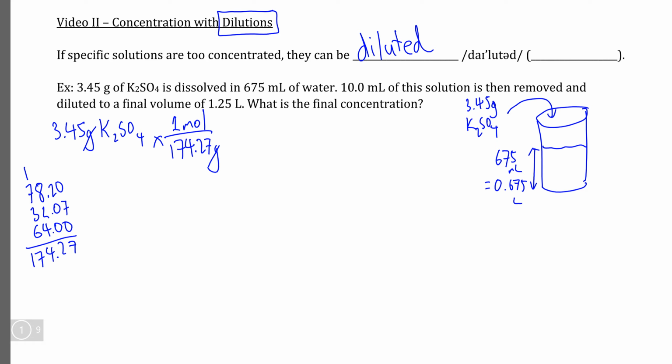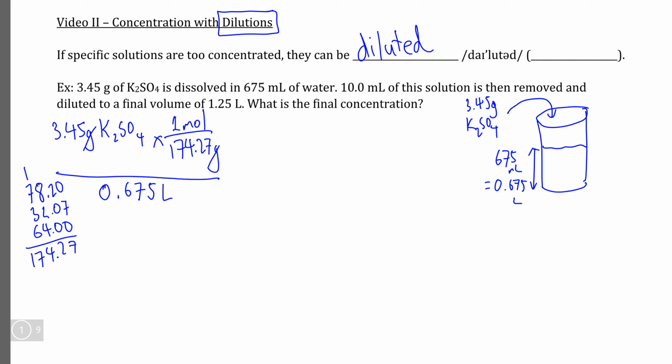Next, we need to figure out what the original concentration of this measurement is, so we take our moles of solute and we divide by the volume of our solvent, 0.675 liters, and whatever this number ends up being is our original concentration. However, we're doing a dilution, which means that this is not the final number that we have. This is only the solution for the first step.